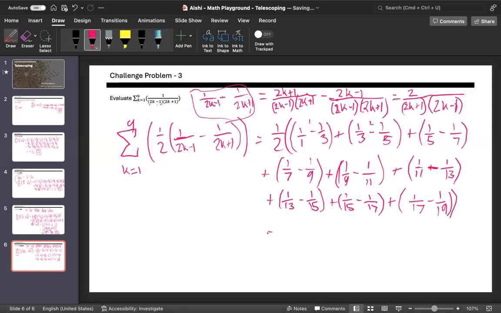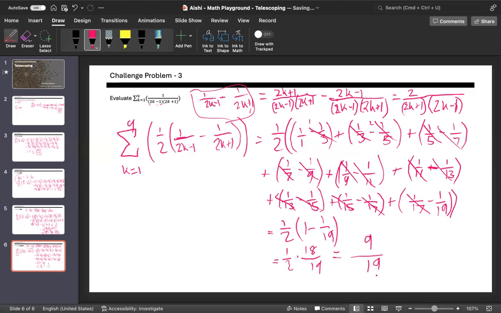Okay, which is equal to, first let's see which ones survived. 1 by 3, 1 by 3, 1 by 5, and 1 by 5, 1 by 7, 1 by 7, 1 by 9, 1 by 9, 1 by 11, 1 by 11, 1 by 13, 1 by 13, 1 by 15, which is equal to half of 1 minus 1 by 19, which is equal to 1 by 2 times 18 by 19, which is equal to 9 by 19.